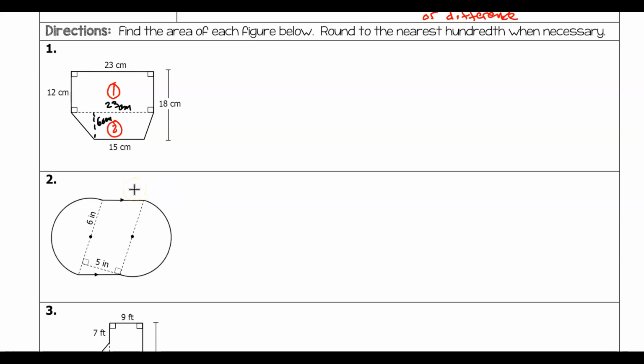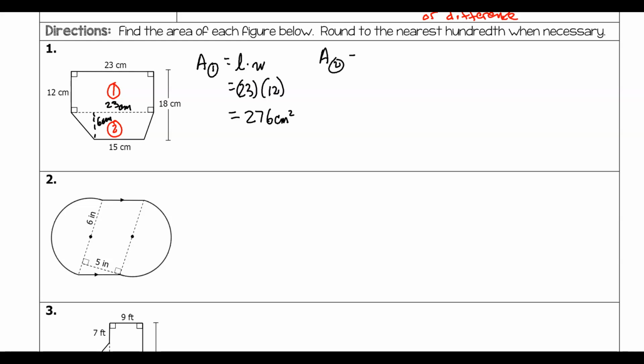Okay, so you have to look at all the different dimensions in the figure and try to figure out what the missing ones are. So let's do the two areas. The area of one is going to be length times width. So length is 23 and the width is 12. So that gives me 276 centimeters squared.